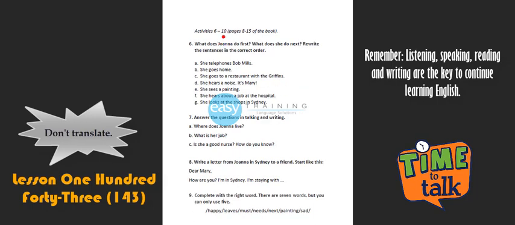Activities 6 to 10 are based on what the book says on pages 8 to 15. And activity 6 is similar to activity 5. You should rewrite or write again these sentences in the order they appear in the story. Sentence A. She telephones Bob Mills. In this case, she refers to Joanna.